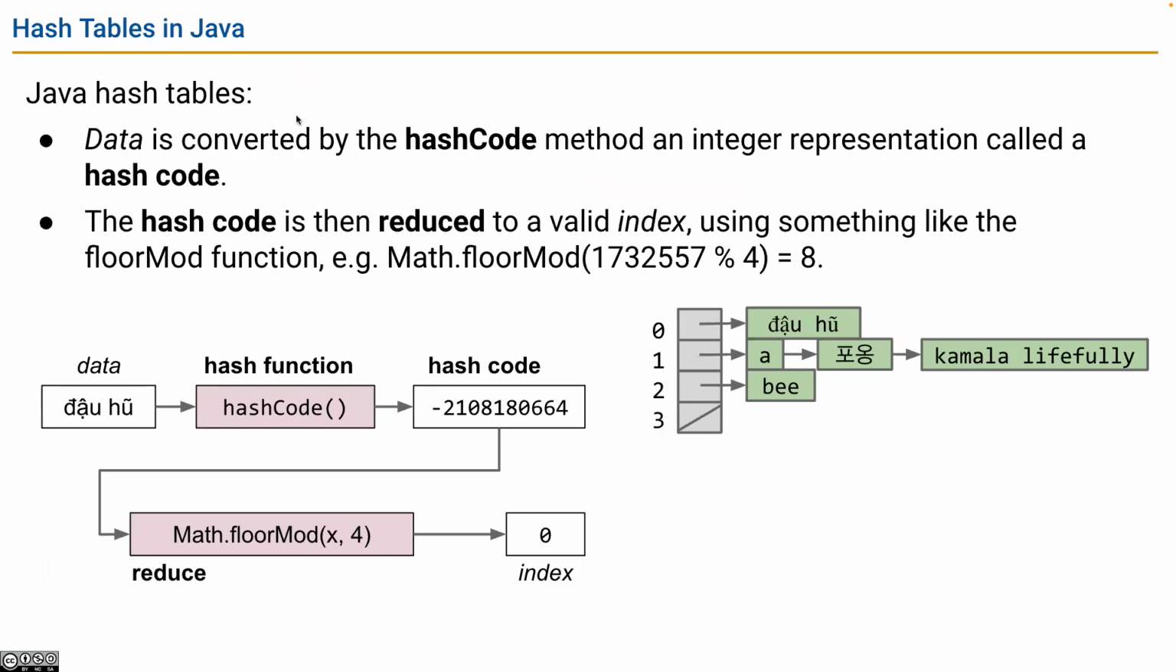How hash tables work is we convert using a hashCode method to get an integer representation, which may be negative. And then we use a reduction function, which is, well, in Java, floorMod is the one I recommend. And it's going to be floorMod by 4 in this case, which gives you 0.